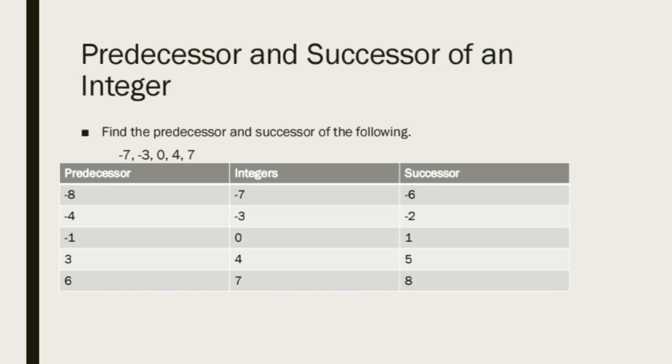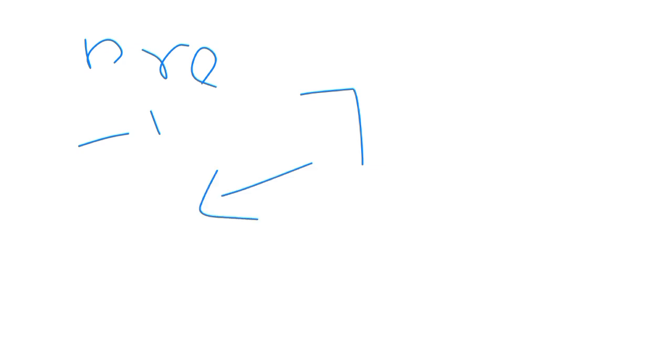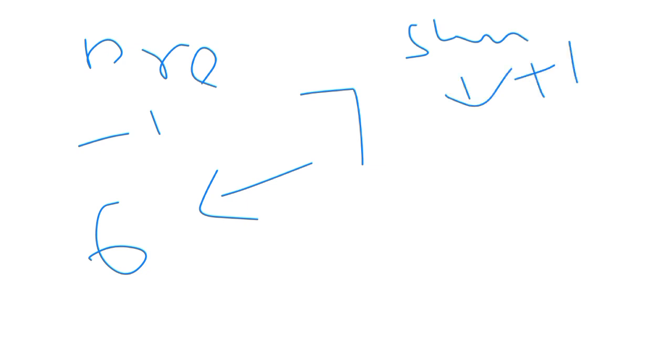7: its predecessor is 6 and its successor is 8. To understand easily, to find the predecessor of 7 we subtract 1. So 7 minus 1 is 6. For the successor, we add 1 to 7. We get 8.